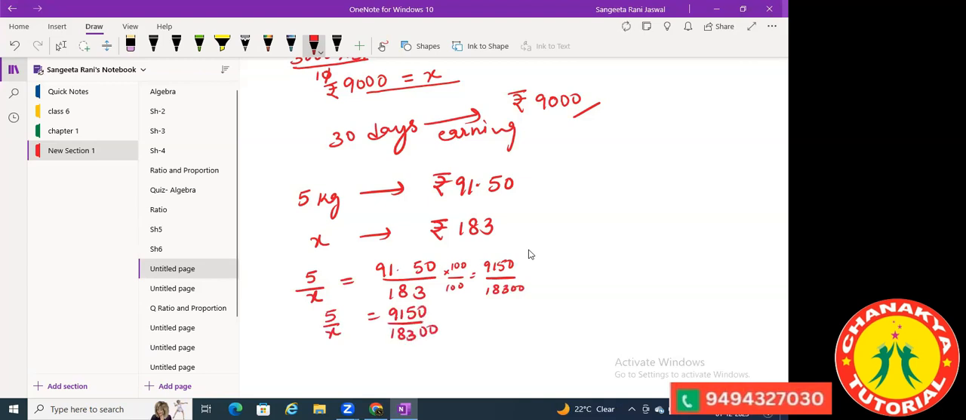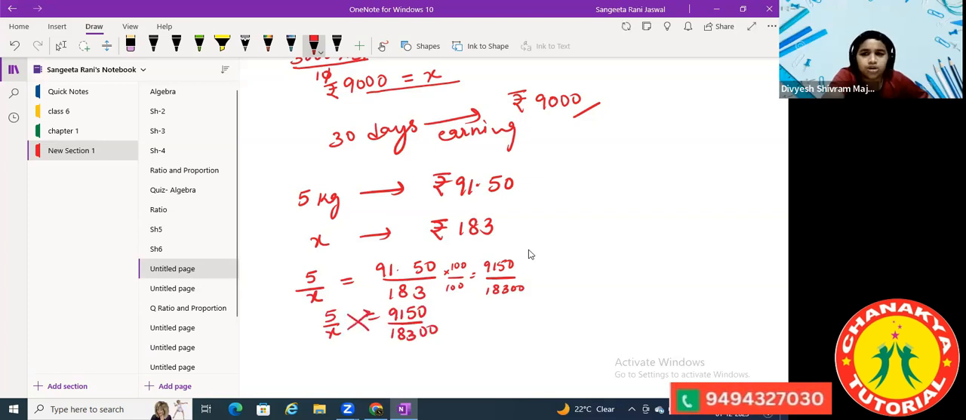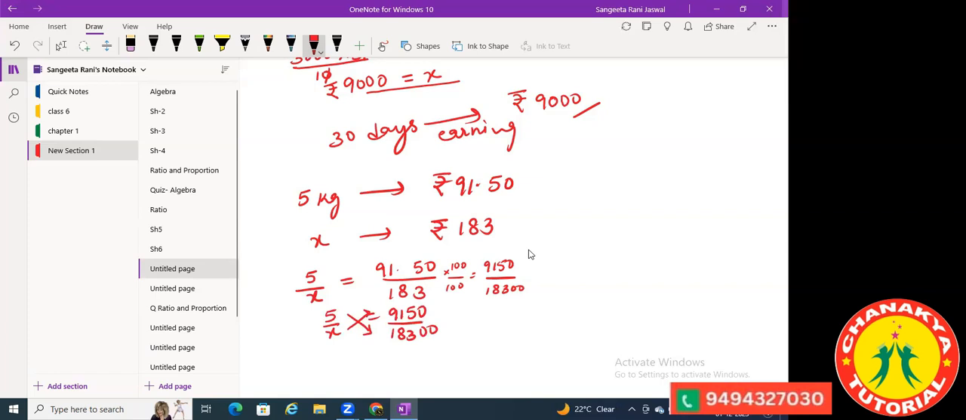18300. Ma'am, actually in the decimal point, the 0 had no value, so we can actually multiply it by 10. Yes, you can multiply with 10 because there is no value of this. That's great. So when you multiply this, you can just remove one 0 from here. Now you cross multiply 5 into 1830, which is equal to 915 multiplied by x, right?